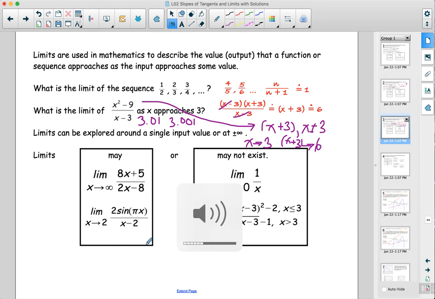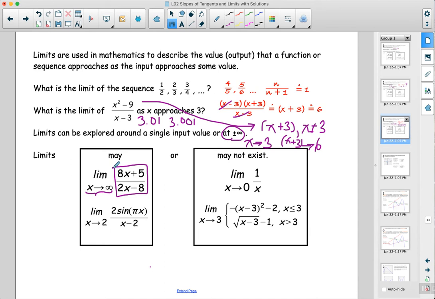All right, so limits can be explored around a single input or at plus or minus infinity. So here's a limit where we are sending the input to infinity. X is going to infinity, and we're wondering what this output is doing. Where's that output going? It turns out, we'll see more on this later in this course, that this particular limit is heading toward 4. So limits can exist. This exists, and here we are talking about sending the input to infinity.